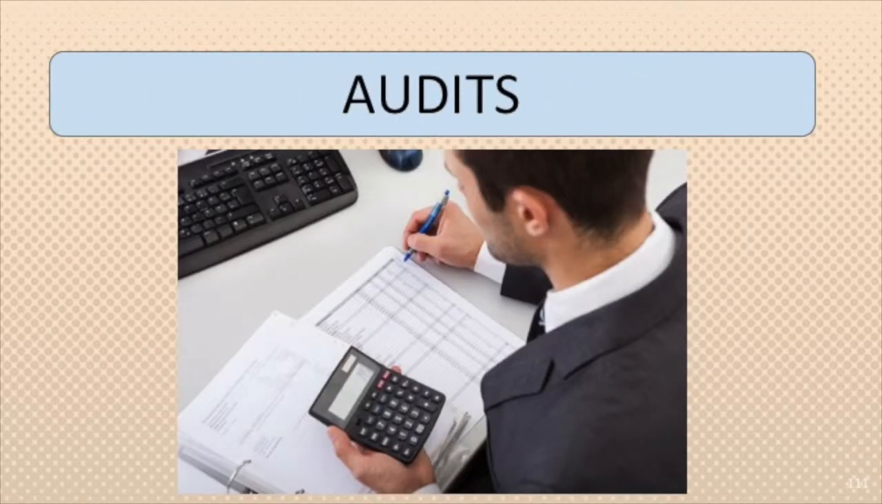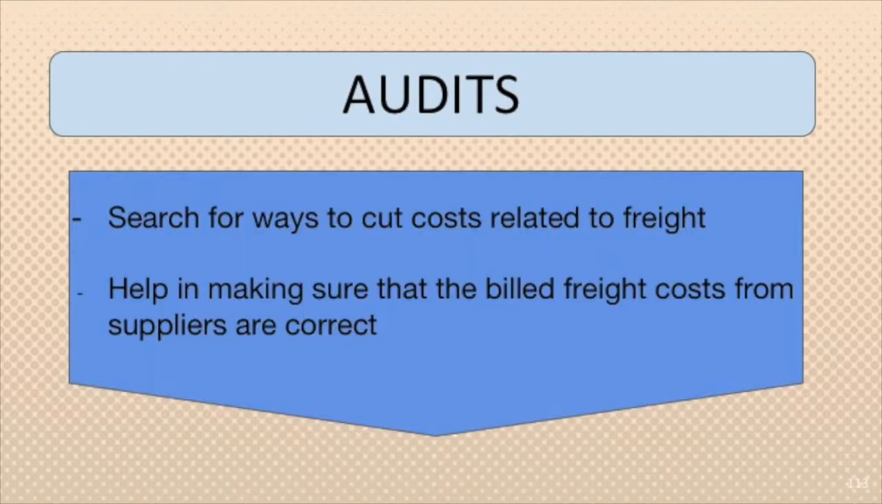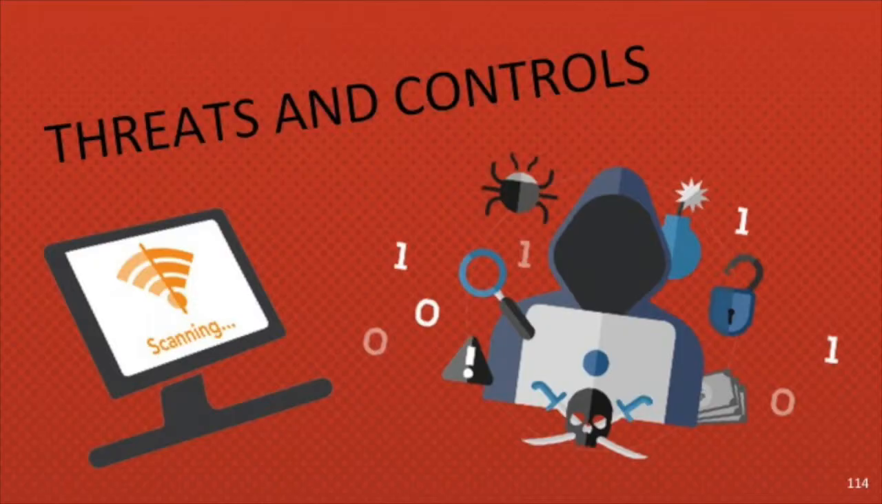Lastly, the use of audits will also help in the second step of the cycle. This is important to ensure and help the company cut costs related to freight and make sure that the billed freight costs from suppliers are correct.